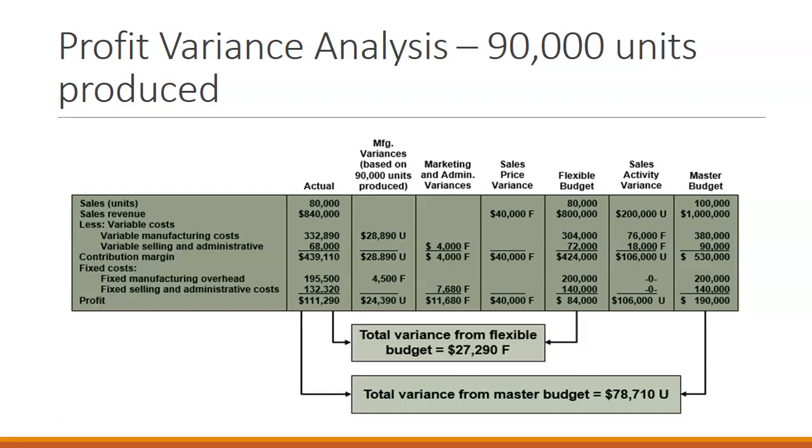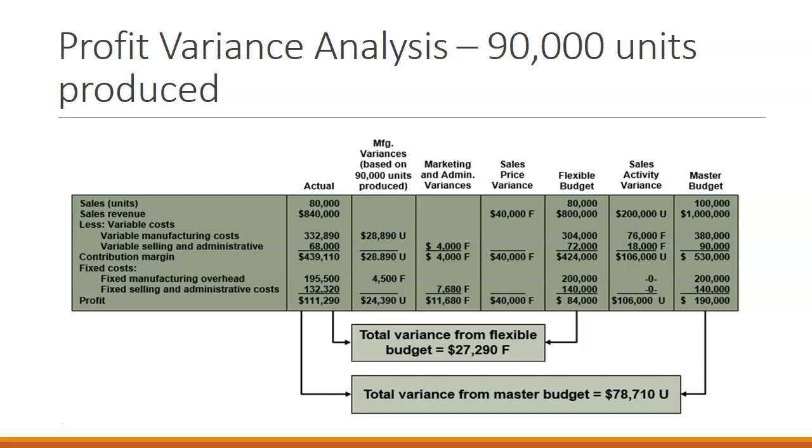So we're looking at a profit variance analysis for 90,000 units. So this is where we produce 90,000 units. So we're back to the example from chapter 16. We had a master budget amount of 100,000 units. We created a flexible budget of 80,000 units. Our actual sales were 80,000 units. However, we produced 90,000 units.